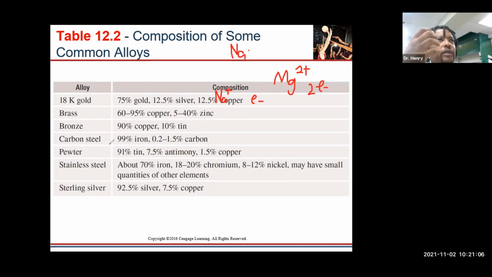So we can use alloys to change the property of the metal to make it either stronger or a little bit weaker, depending on which metal we're mixing with, or we can make it resistant to rust in the case of steel, things like that. Okay, do you have any questions?